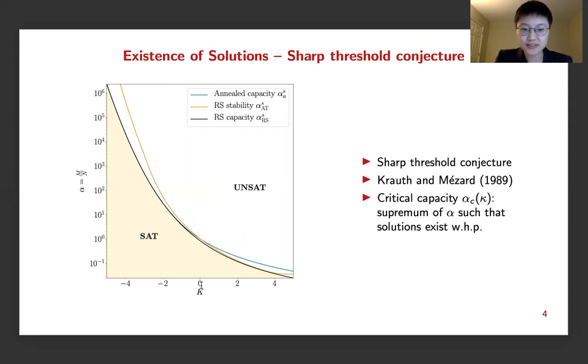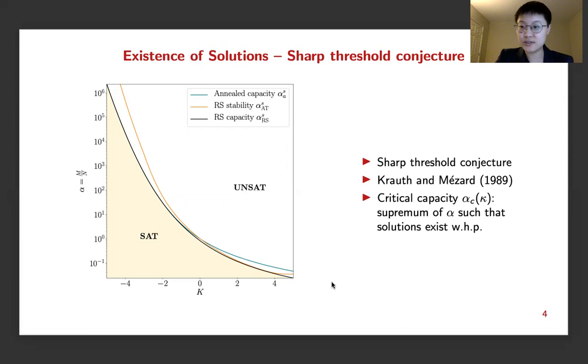So for a fixed value of kappa, you look at the largest value of alpha such that you're still in the SAT phase, then this is the value of alpha_c of kappa. And the prediction is actually computed by some replica symmetric computation from physics. So this is a predicted picture of what should be happening. You really have a sharp threshold somewhere here, okay?